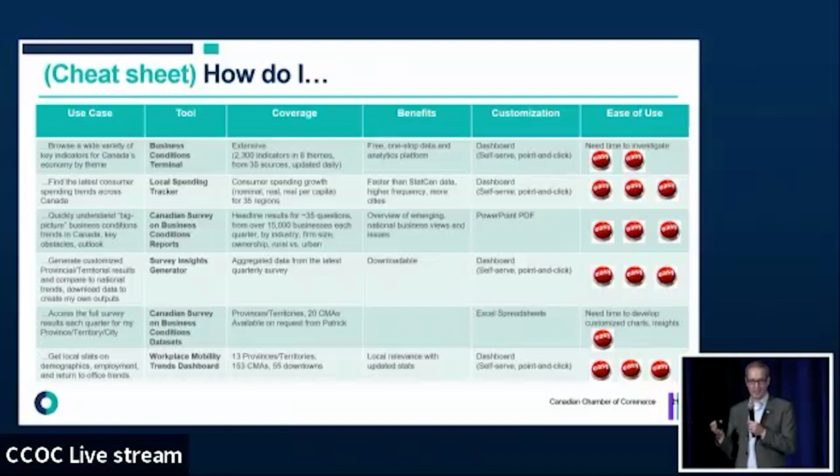What can you customize? I did a little easy button. Some of them are easy. Everything I think is easy, but some of them are easier than others. The one easy button one is that you can get Excel spreadsheets from Patrick for up to 20 different CMAs in Canada, and then you can do all of your own customized results and calculations for that. And there's others that are really a lot of pointing and clicking.